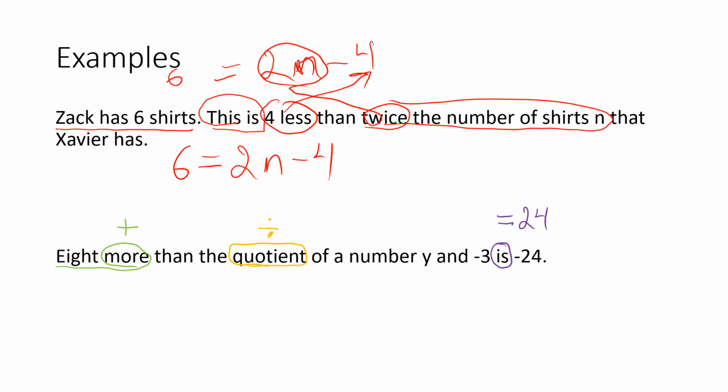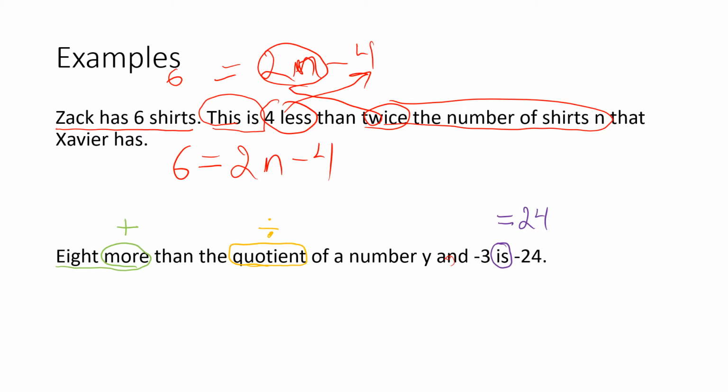So let's deal with the multiplication or division first. So 8 more than the quotient of a number and -3. Since it says quotient, this "and" is not a subtraction or an addition. This is telling us the two numbers that are used in our division problem. So y and -3, we're just going to read them as they are given.